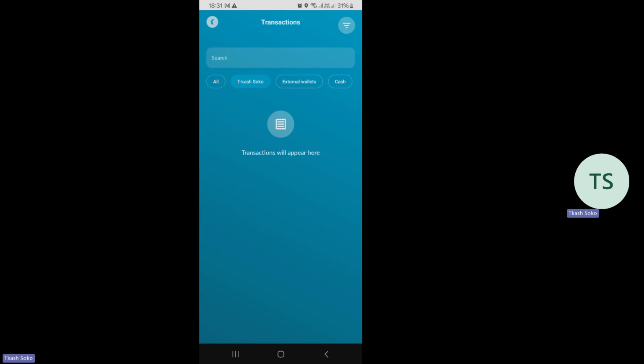If I tap the Tcash, you'll see that there is no transaction appearing there, because there is nobody who has bought from my shop via the Tcash platform. If I go to the external wallet, still nothing there to show. But when I go to cash, the 3 transactions appear, because these 3 transactions have been cash transactions. So I can just go back.